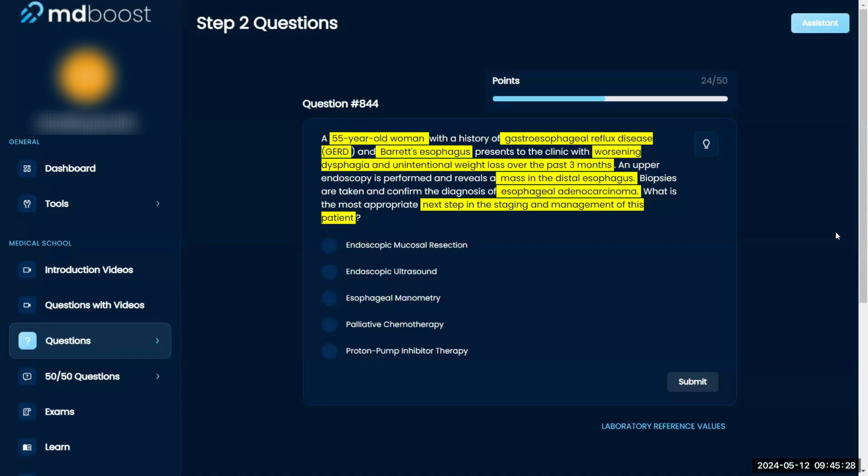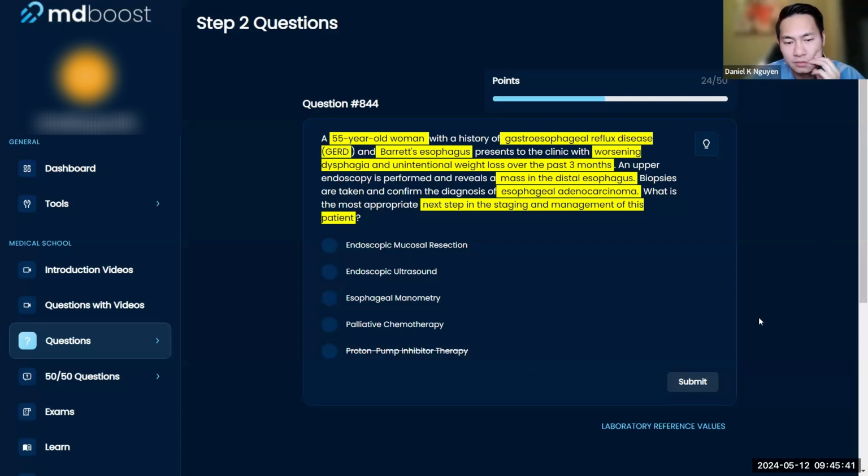So we already have the diagnosis, and I say you have to also do a staging. So PPI is not really used for staging. Same for manometry. And then I don't think palliative chemotherapy would be involved in staging a disease. And then endoscopic mucosal resection.